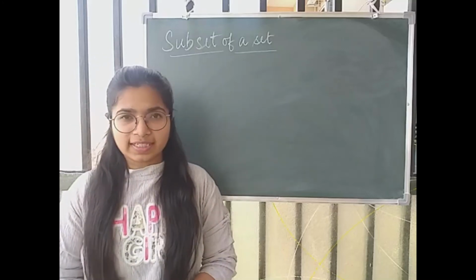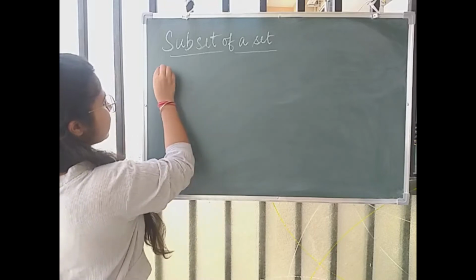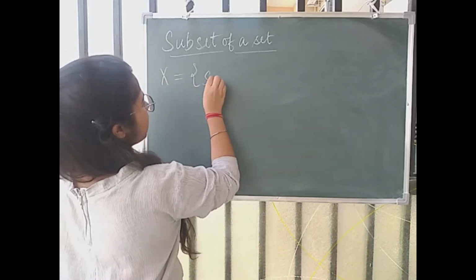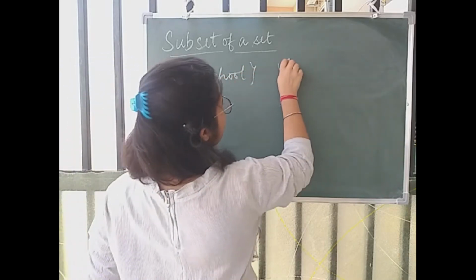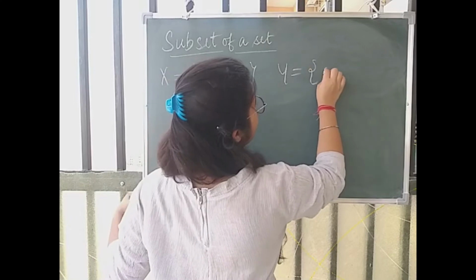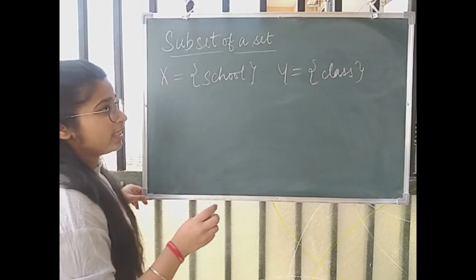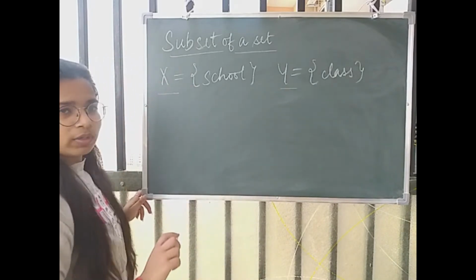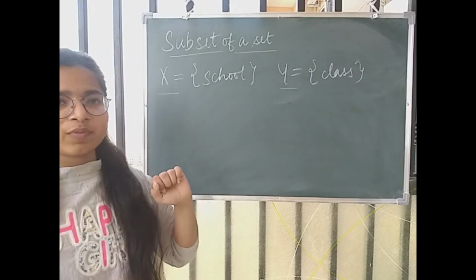So now we study what a subset of a set is. Suppose X is a set which contains the names of all the students in your school, and Y is a set which contains the names of all those students in your class. Now clearly, whatever names are in Y will obviously be in X as well. That means Y is a subset of X.